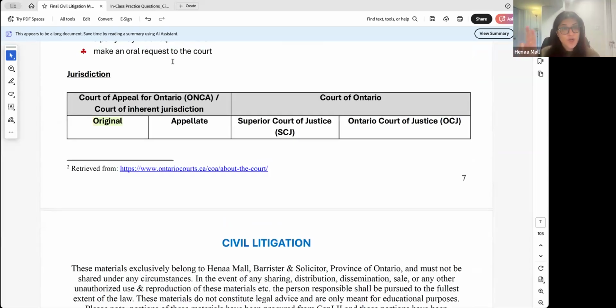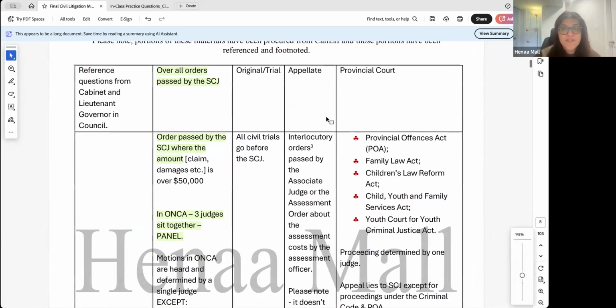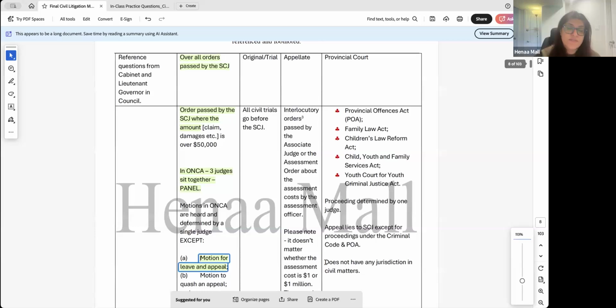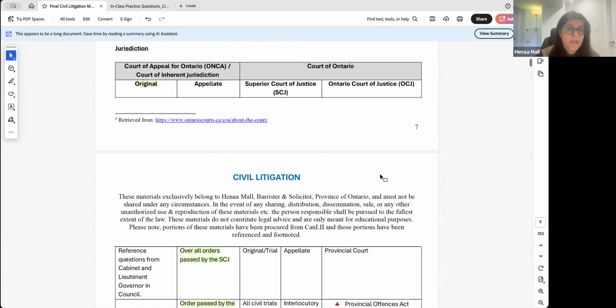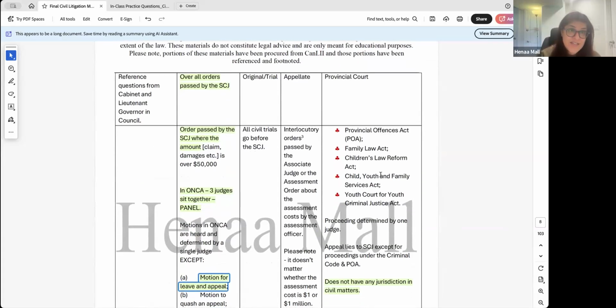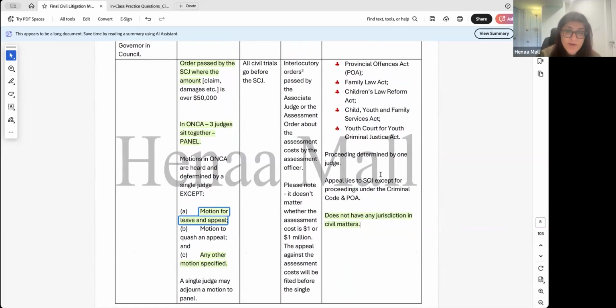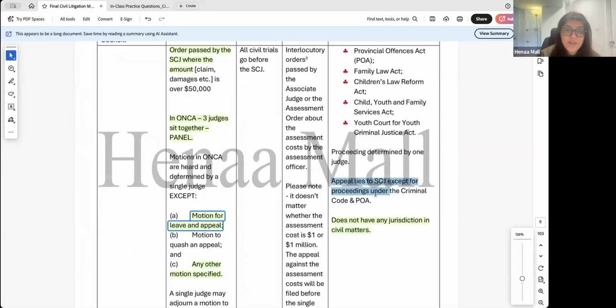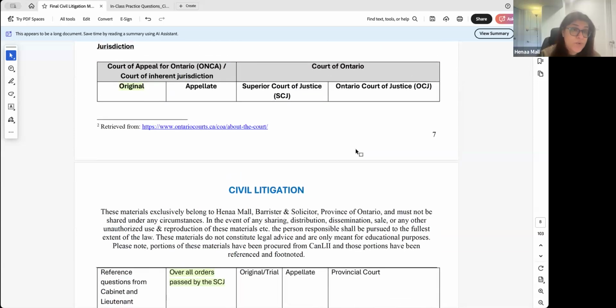Now let's come to the courts of Ontario, which establishes two courts: the Superior Court of Justice and the Ontario Court of Justice. I told you, the Ontario Court of Justice does not have any jurisdiction over civil matters. It's a provincial court that handles your Provincial Offences Act matters, your Family Law Act, the CLRA, which is the Children's Law Reform Act, the Child, Youth and Family Services Act, the CYFSA, and the Youth Court for the Criminal Justice Act. Proceedings are performed by one judge. An appeal from here lies to the SCJ, except for the Criminal Code, because then it goes to the OCJ. You don't have to worry about the Ontario Court of Justice at this point. I'm going to cover this when I do criminal litigation.